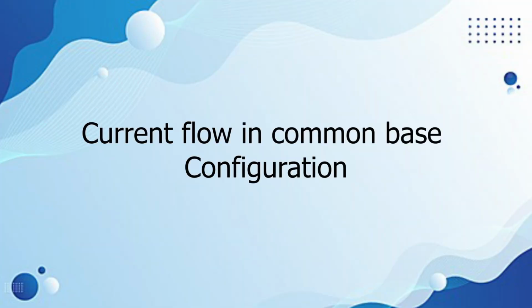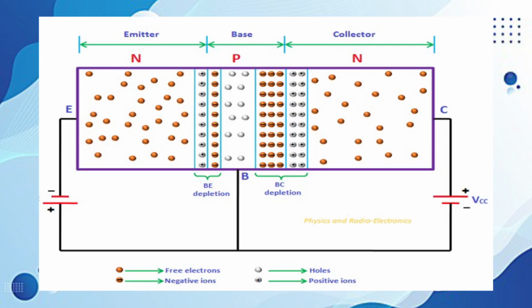Current flow in common base configuration, as figure 4 shows, the free electrons flow from emitter to collector. From the figure 4, it is seen that the width of the base region is very thin. Therefore, only a small percentage of free electrons from emitter region will combine with the holes in the base region, and the remaining large number of free electrons cross the base region and enter into the collector region.